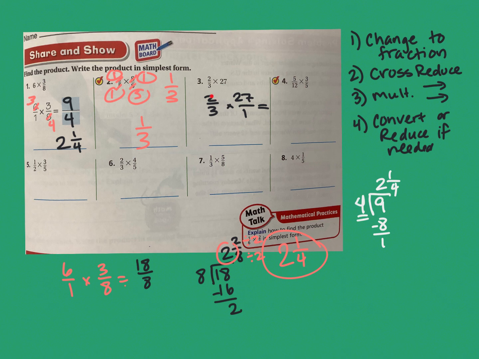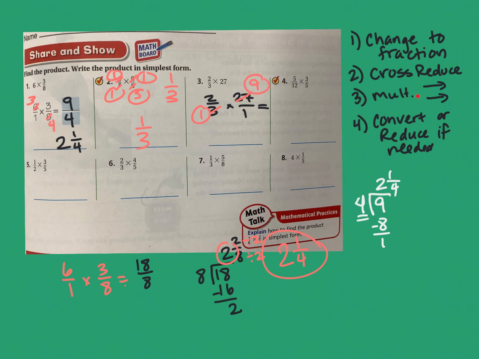Is there a number that can divide, other than 1, that can divide evenly into 1 and 2? No. How about 3 and 27? Yes. If you know your multiplication facts, you see it right away. 3 divides into both of those, doesn't it? 3 divides into 3 once, and 3 divides into 27, because 3 times 9 is 27, right? So it divides in 9 times.